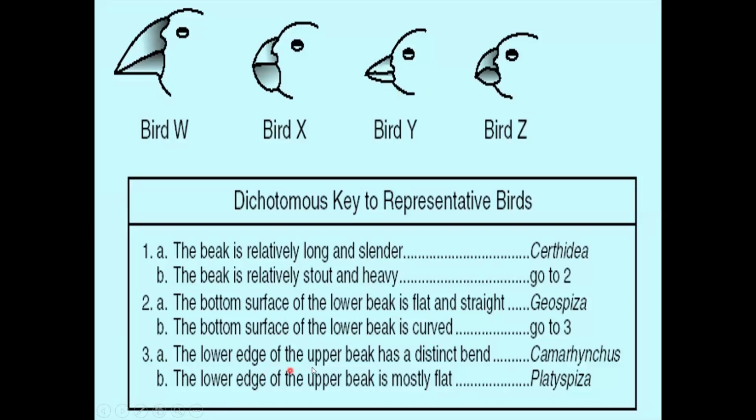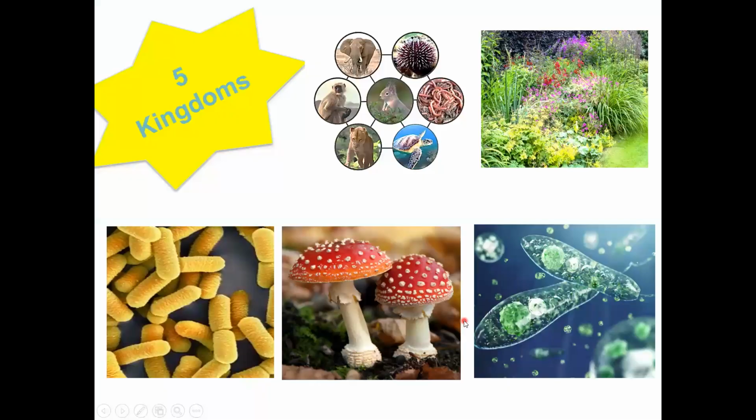The lower edge of the upper beak has distinct bends. Lower edge of the upper beak, that is having the bend. The lower edge of the upper beak is mostly flat, and this one is this animal. So you are not supposed to learn the scientific names, but आपने क्या करना है, आपने physical features which will be provided to you उनको focus करना है और उसको focus करते हुए आपने dichotomous key को solve कर लेना है.